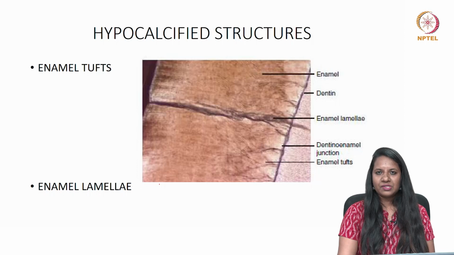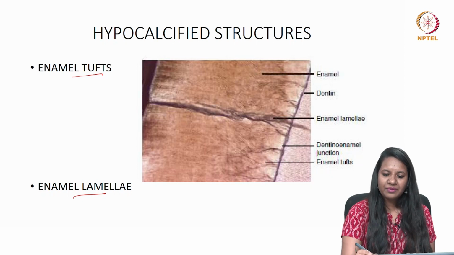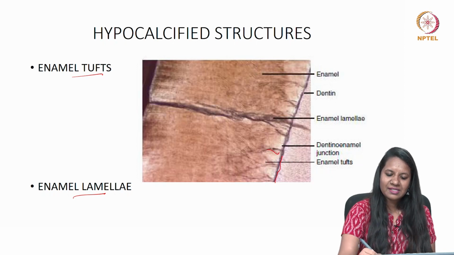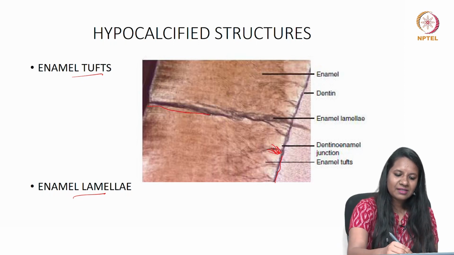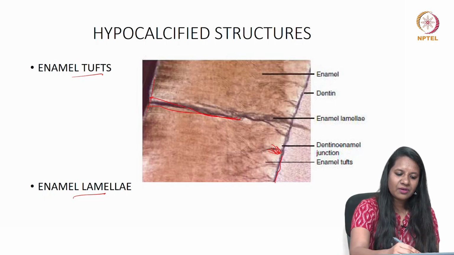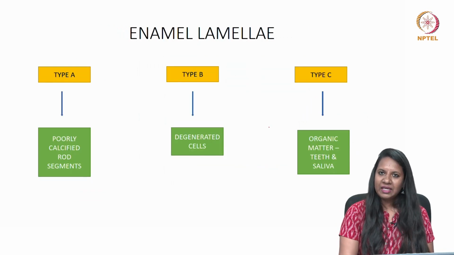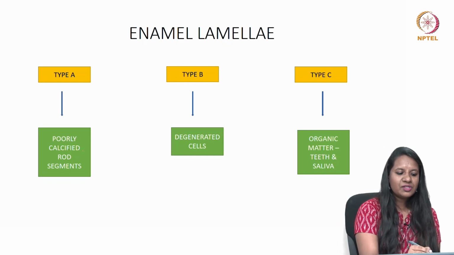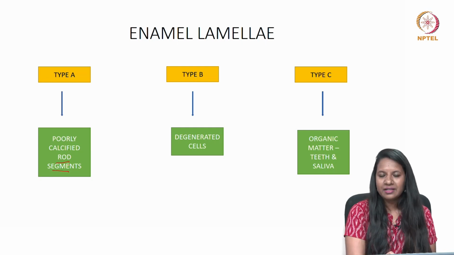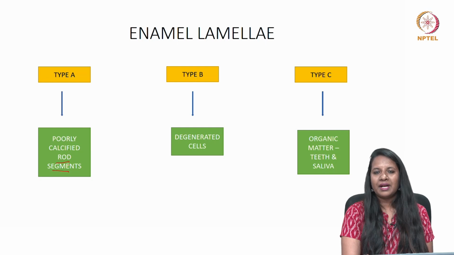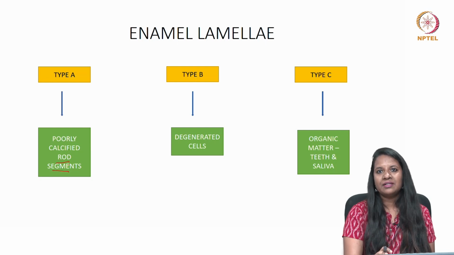Moving to the hypocalcified structures, we have enamel tuft and enamel lamellae. Enamel tuft will rise from the DEJ to the enamel surface, and it has an appearance of tuft-like grasses, whereas enamel lamellae is a crack which appears from the enamel surface to the DEJ. Enamel lamellae is of 3 types, type A, B and C. Type A consists of poorly calcified rod segments in the crack, whereas type B consists of degenerated cells, and type C consists of organic matter which is derived from either tooth or saliva. So, it differs by the content present in the crack.